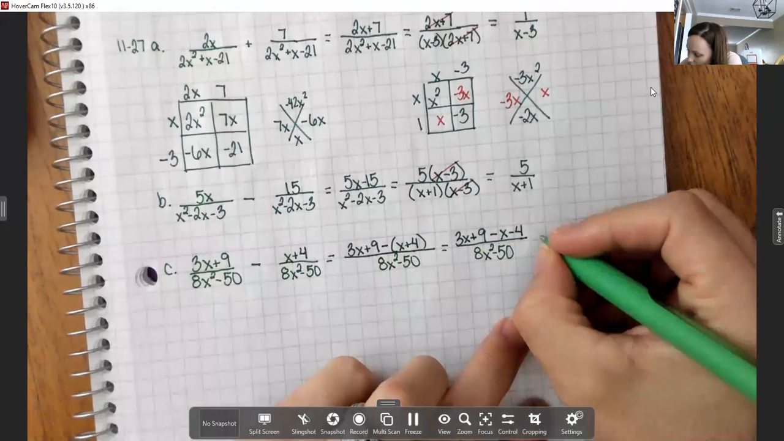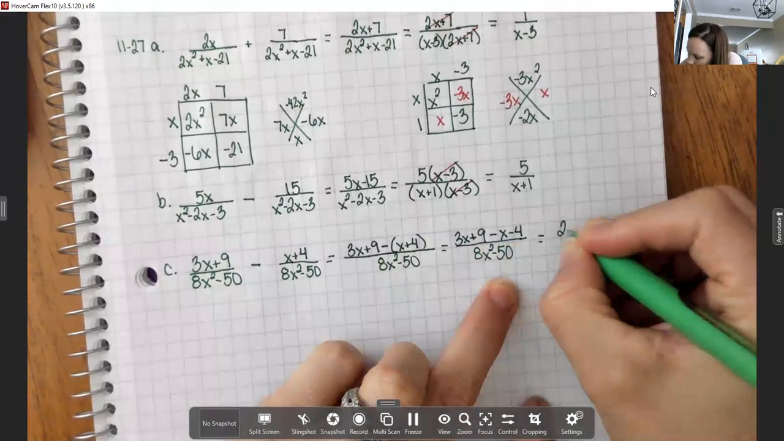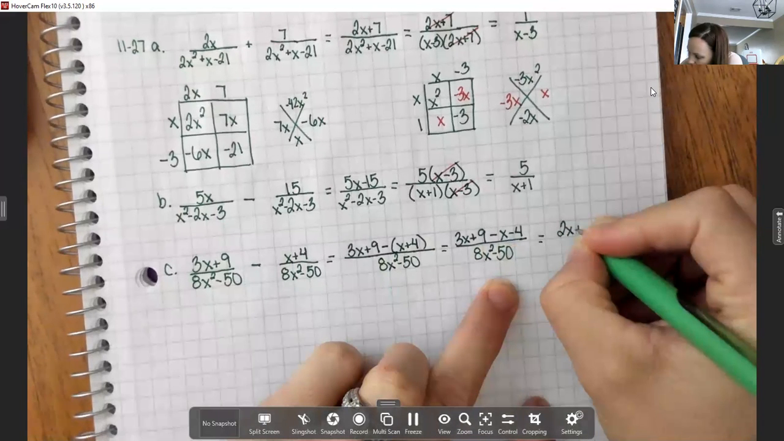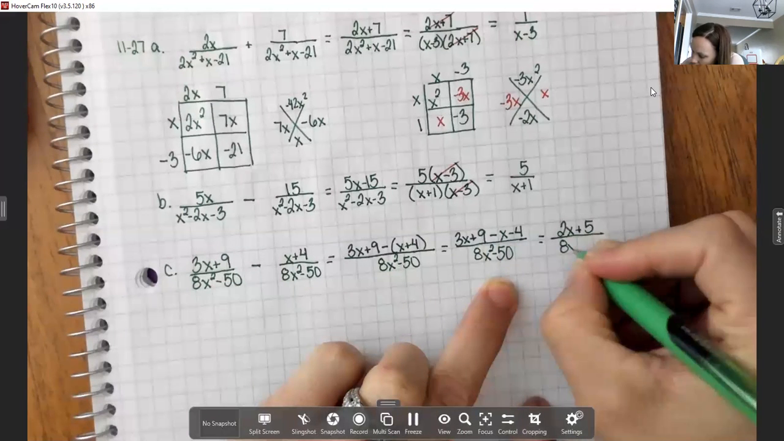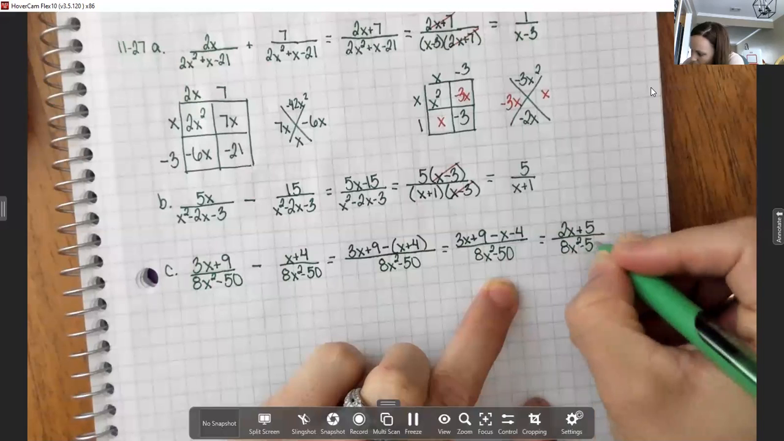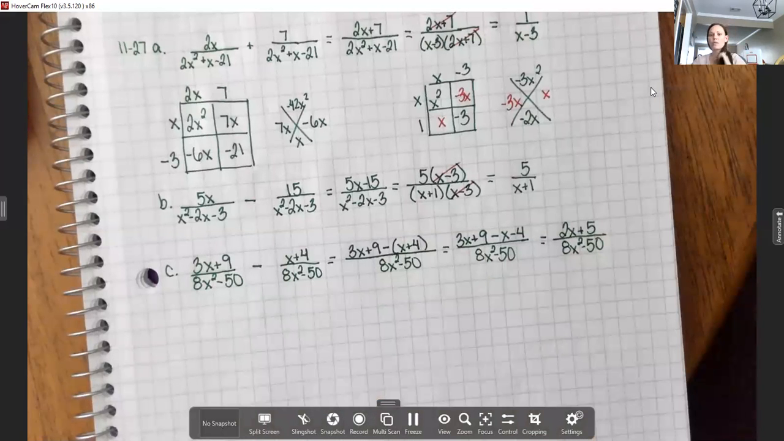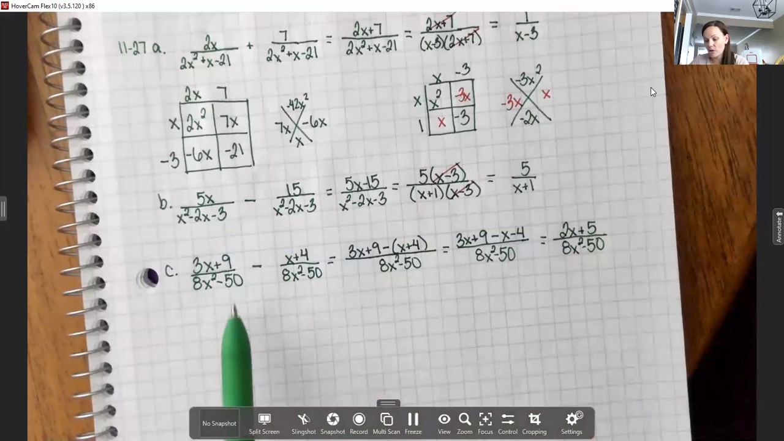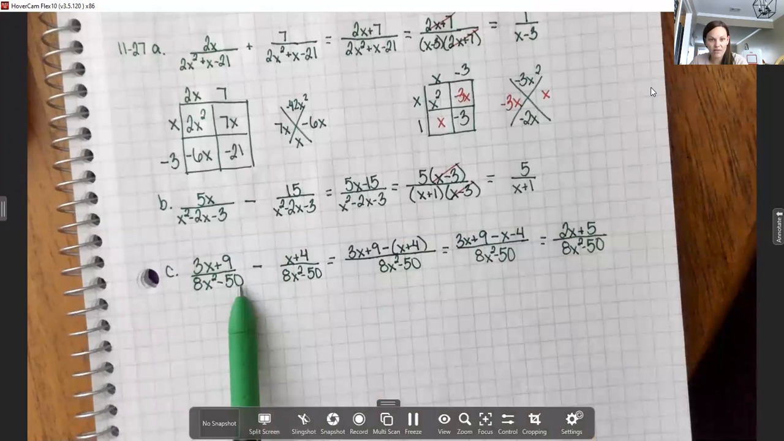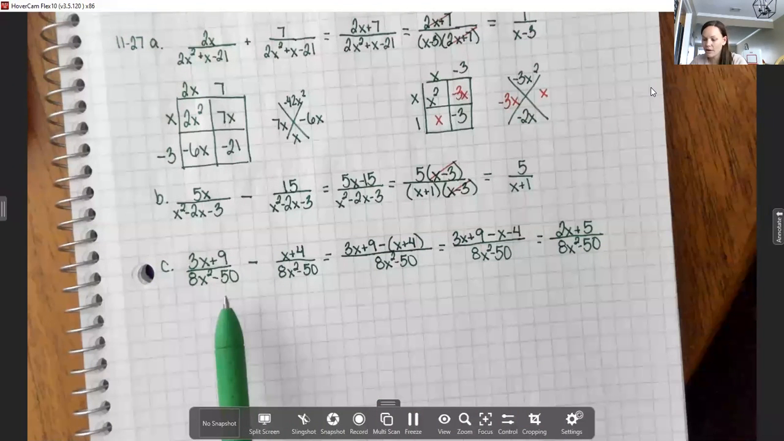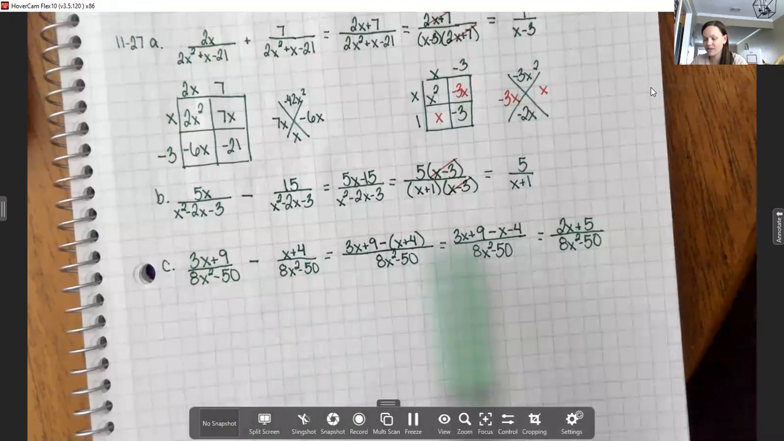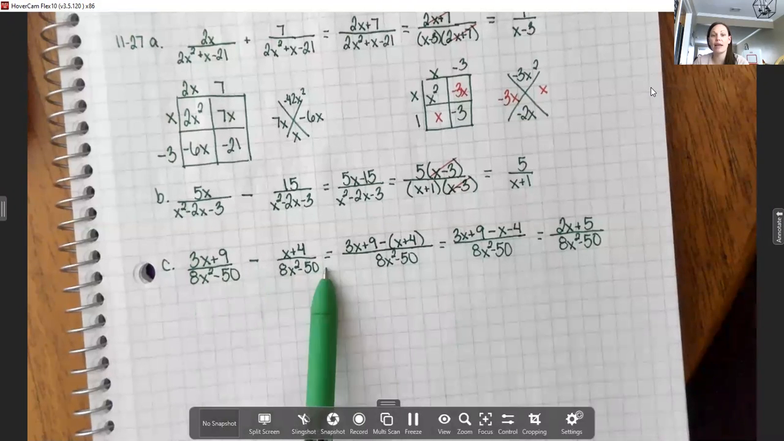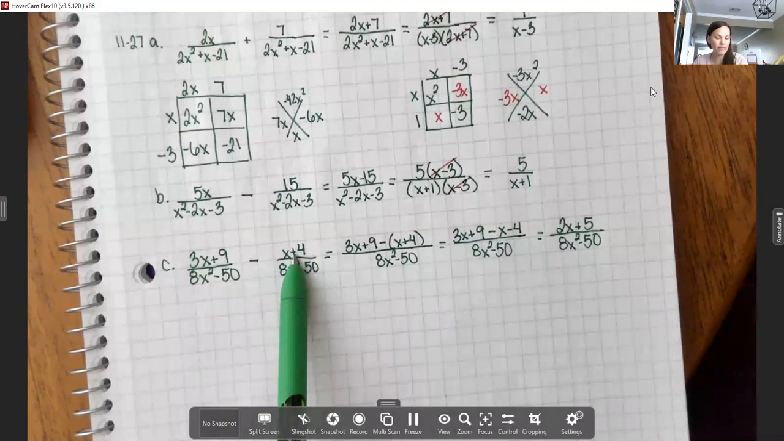So this really becomes (2x + 5) divided by (8x² - 50). Again, some of you are going to go straight from this first original problem to here. You're going to say, okay, 3x minus x is 2x, and then 9 minus 4 is 5. Make sure you distribute that negative. Even if this were a negative, you still distribute it to become a positive.